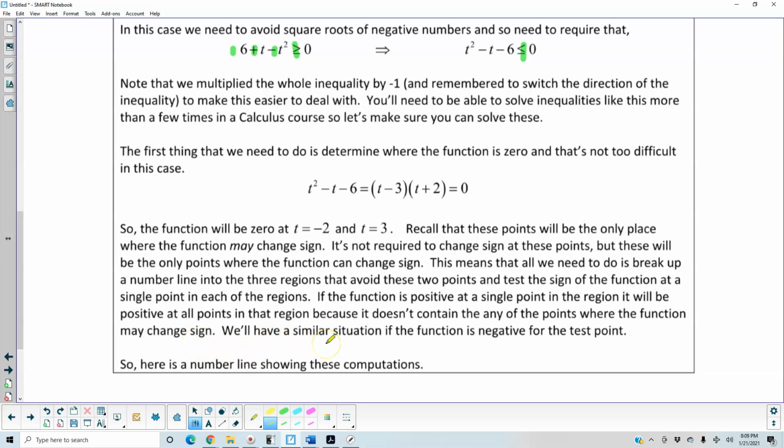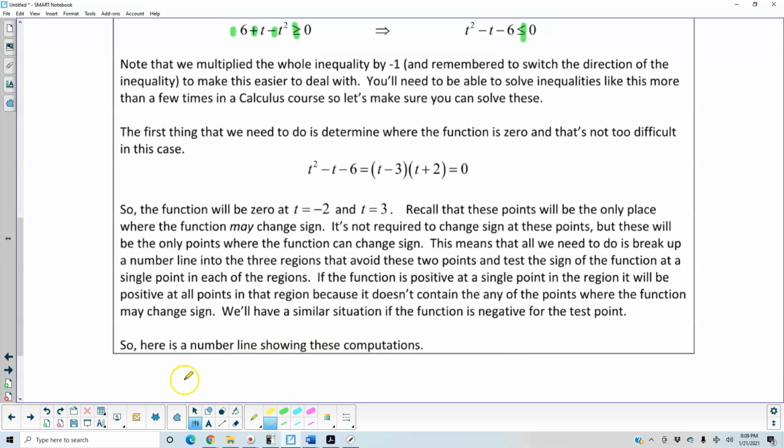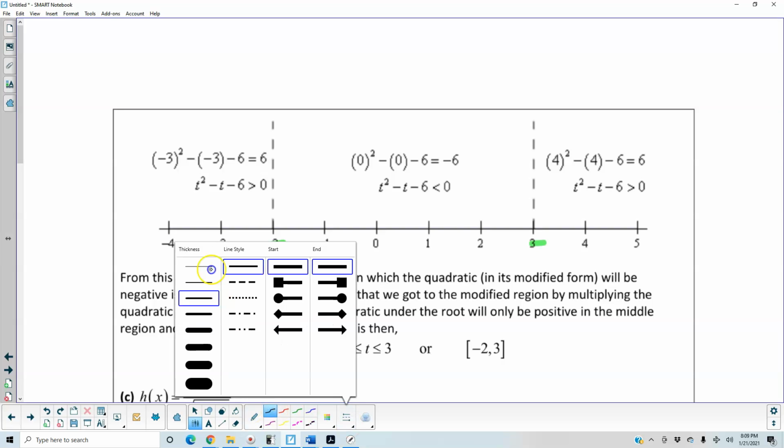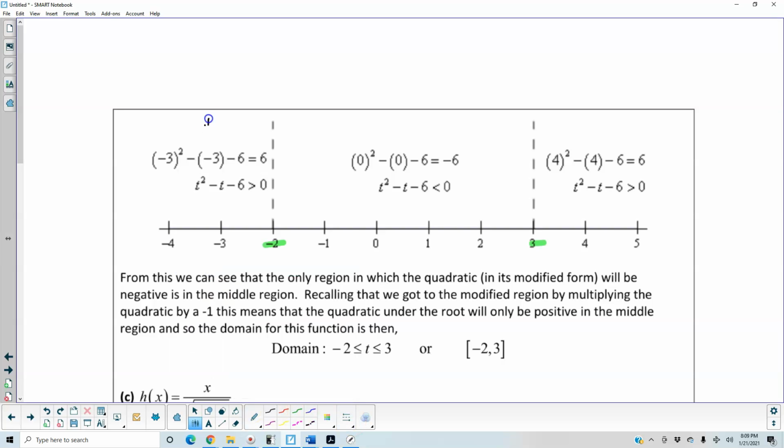We'll have a similar situation if the function is negative for the test point. So here's a number line showing these computations. Noticing what we found here, in our previous example, we had -2 and +3 as our testing points. And what it's done is it's created 3 regions. So we have region 1, region 2, and then region 3.